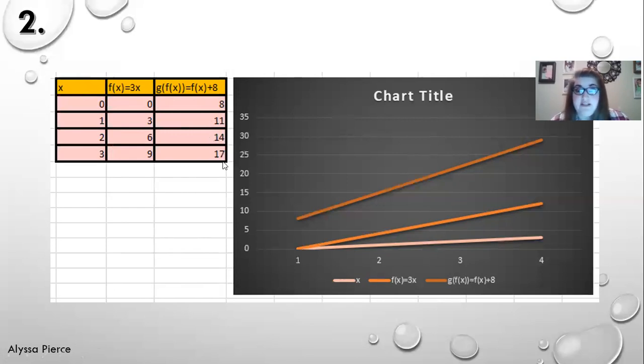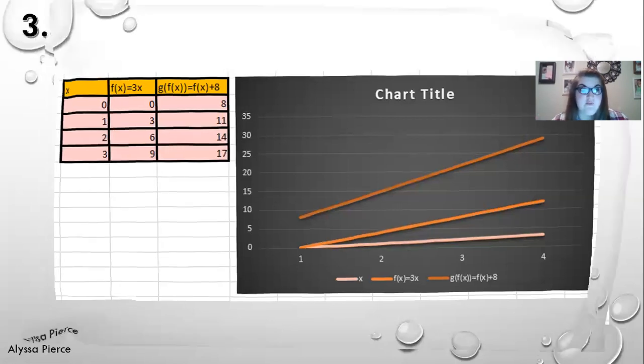Now to the right, you're going to see my graph that I have chosen to use. So we have our peach line represents x, our light orange line represents f of x equals 3x, and right here we have the burnt orange line that is g of f of x equals f of x plus 8. So that's what we have for number 2. And like I said, Excel made this super easy for me to understand. It was putting words to a picture, and it was fabulous to use.